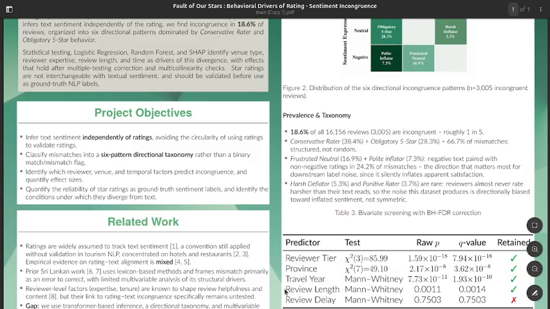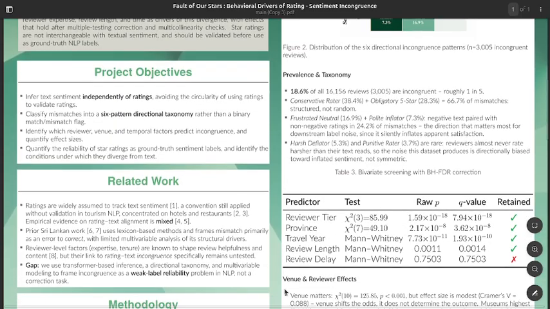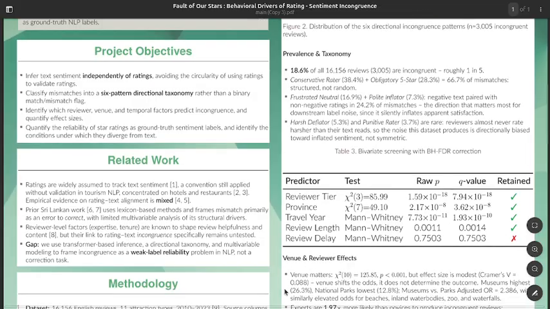This is a significant finding because ratings are commonly used as weak labels in sentiment analysis datasets. If almost one in five labels doesn't agree with the textual sentiment, then blindly treating ratings as ground truth can introduce systematic label noise. And because the mismatches follow identifiable patterns, this noise does not appear to be completely random.